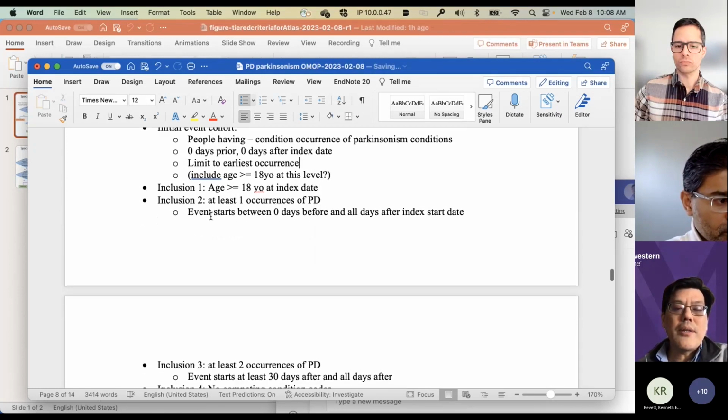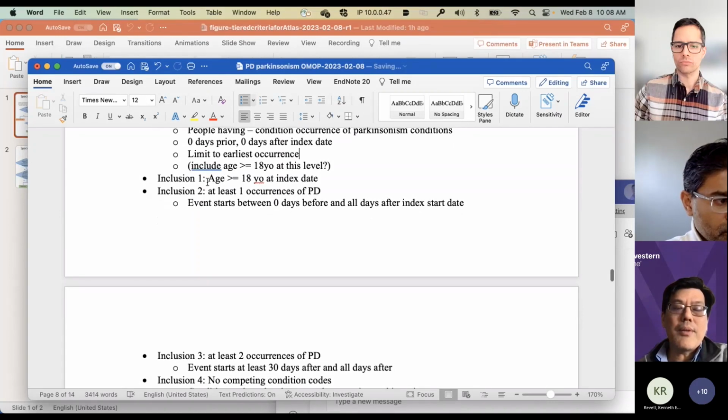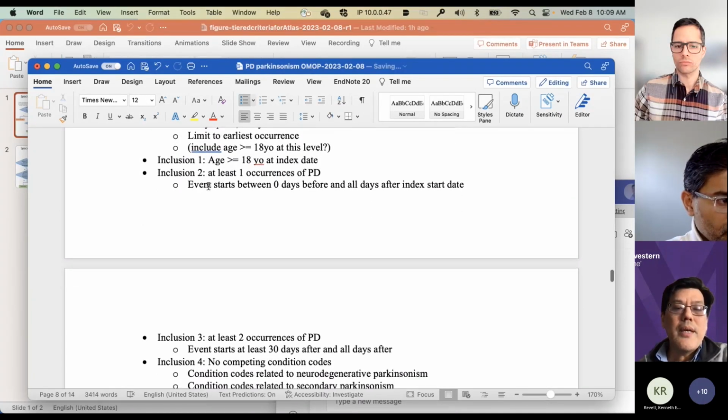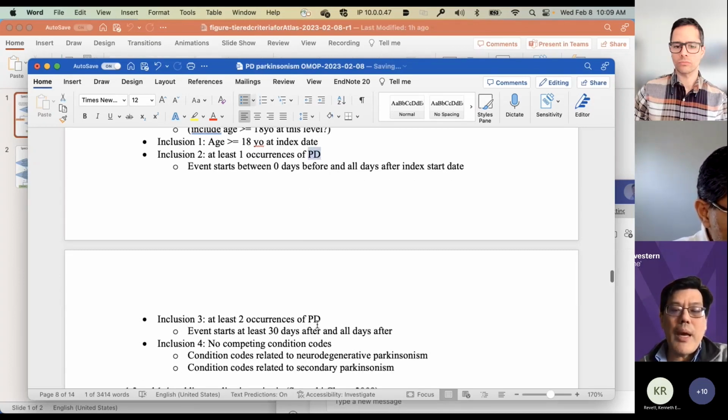Inclusion 1 is adult onset. 10% are under the age of 40 for Parkinson's disease. And then we have inclusion criteria 2 and 3, which count at least one occurrence of the specific PD condition occurrence, and then having 2. And I broke this out so we can do some cohort analysis. And the event, this is not in the paper specifically, but we added a 30-day difference in time between the 2.